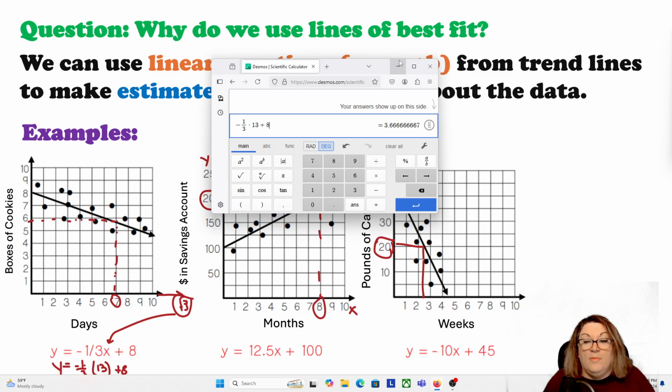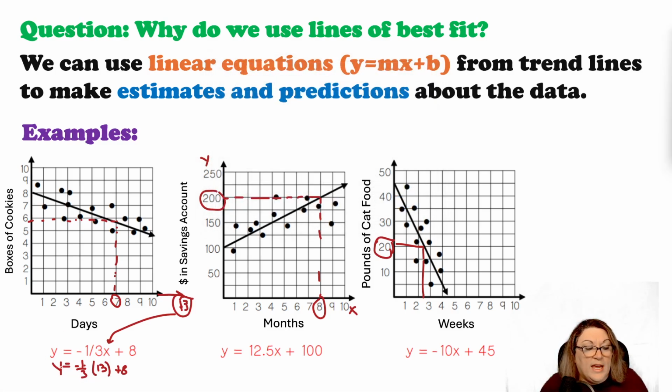Okay. So that's why the equations are important, because you can plug in X or Y values into that equation and find the other variable for numbers that are not on your graph. And that's what we mean when we talk about making predictions. Okay, let's do another prediction over here. Let's say, how many pounds of cat food would I have left over on week? Oh wait, this one's going to have less than 0. So let's do this one that's positive.